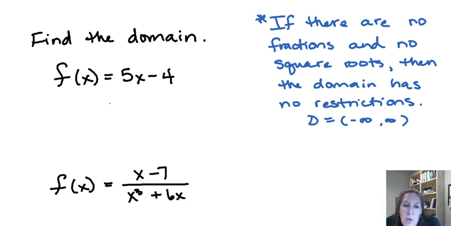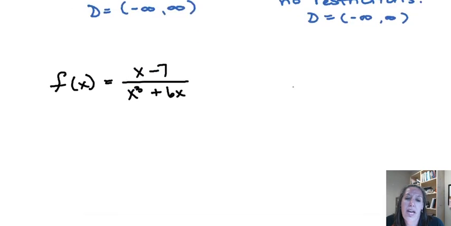So our first example, we've got f of x equals 5x minus 4. There's no fractions, there's no square roots, so our domain is all real numbers, negative infinity to infinity. All right, our next example, we've got x minus 7 all over x cubed plus 6x. Well, we've got a fraction. And remember, with a fraction, we cannot have 0 in the denominator. We cannot divide by 0.